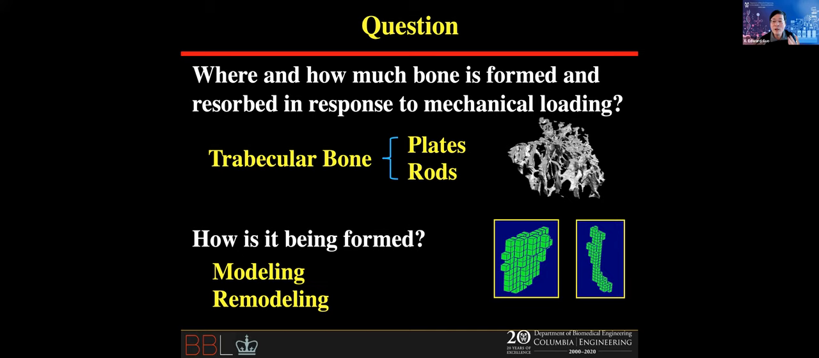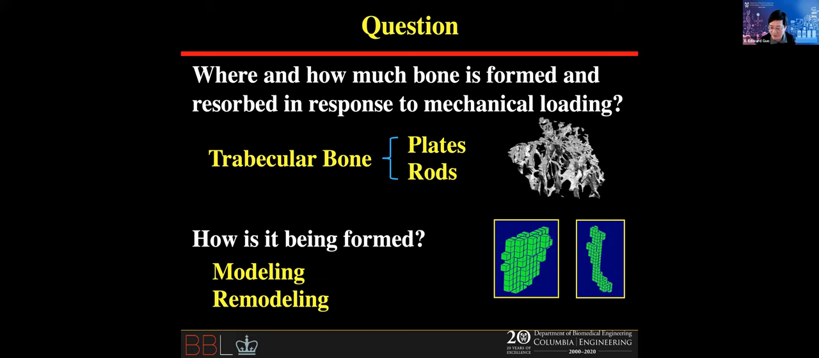Where and how much bone is formed and resorbed in response to mechanical loading, especially whether it's on plates and rods? And the second question is what mechanism, whether it's modeling or remodeling. I'm not going to go into detail, but this relates to the bone biology behind it. Modeling and remodeling are just different bone biology.